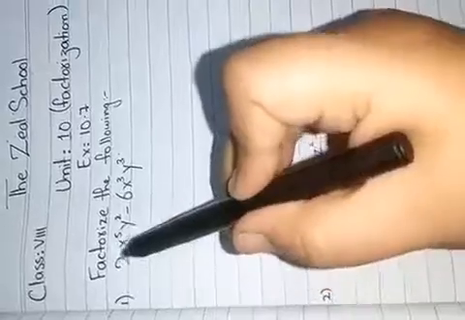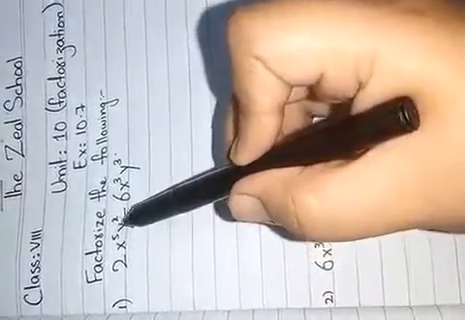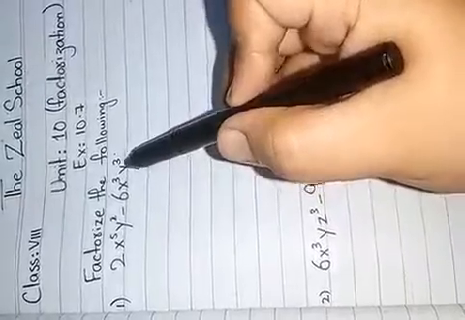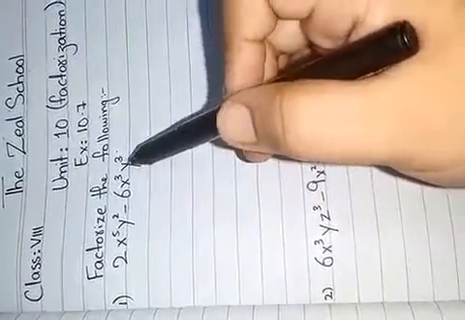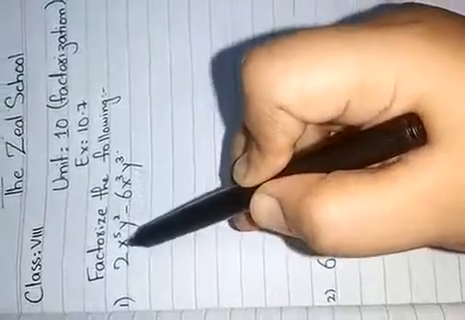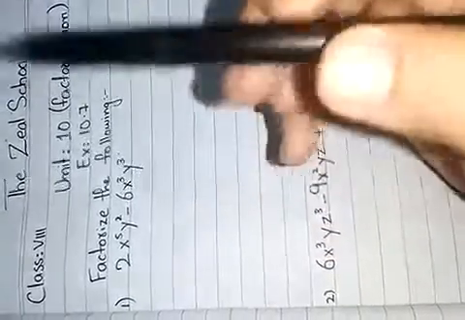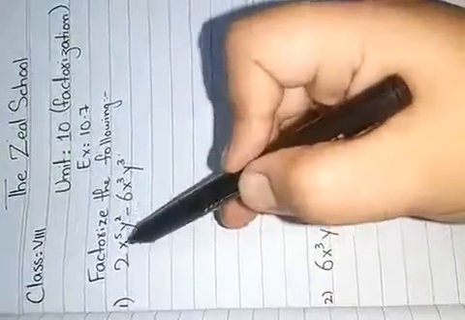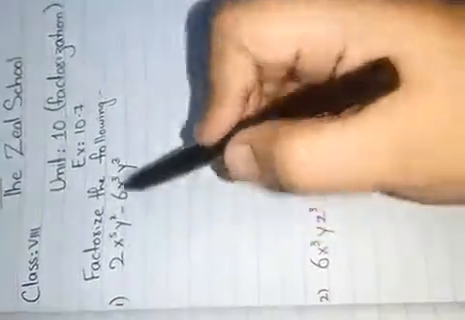To factorize algebraic expressions, first we have to see how many terms we have. The first question is 2x^5y^2 minus 6x^3y^3. In this question we have two terms. Now to factorize these terms we have to take the common factor from both terms.